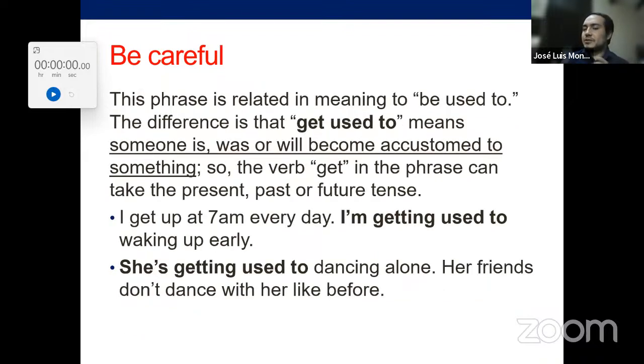And not reading this, actually you can scan these, and Matilde, scan the examples as well. So when do you use get used to? If we use be used to when something is already normal or common for us, when do we use get used to? What do you say? Take a minute and give me your answer.